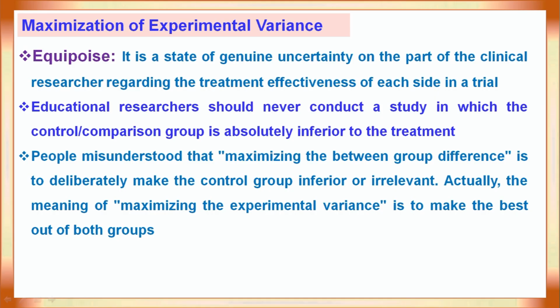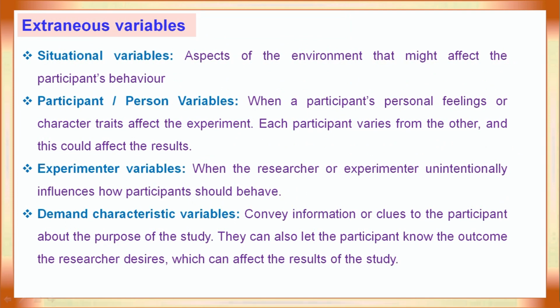Again, I will repeat that people often misunderstand the maximization of the between-group difference by deliberately making the control group inferior or irrelevant. That does not serve the purpose of the research. Actually, the meaning of maximization of the experimental variance is to make the best out of both groups. Now, next one is the control of the extraneous variable or the variance of the extraneous variable.